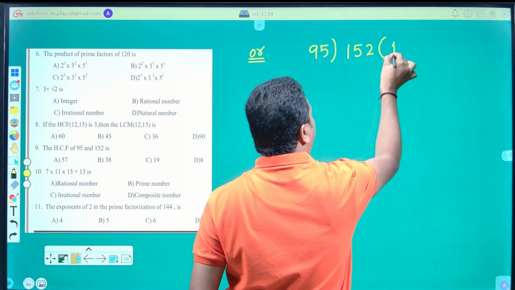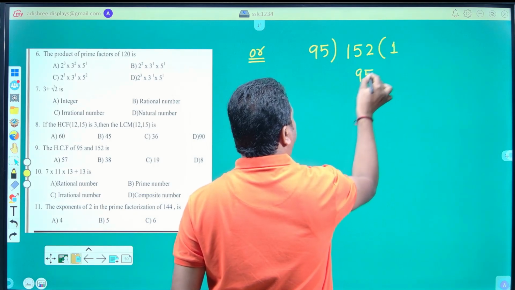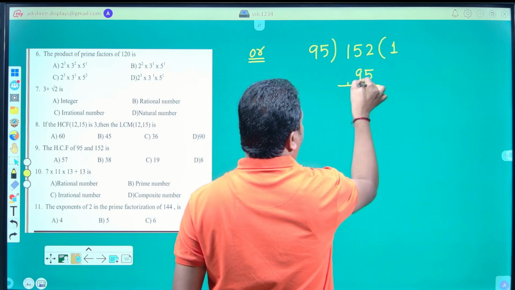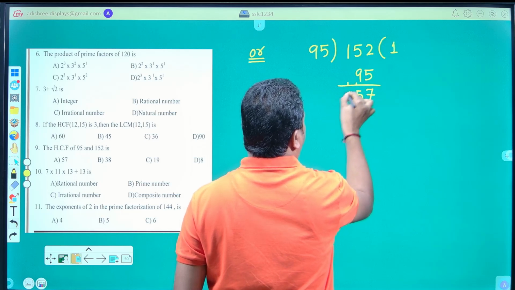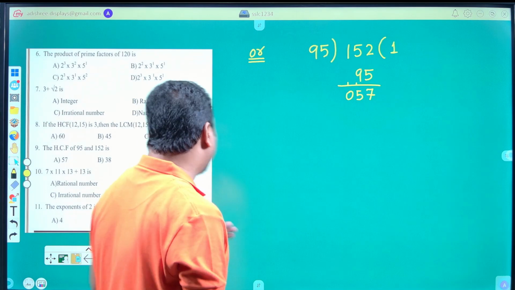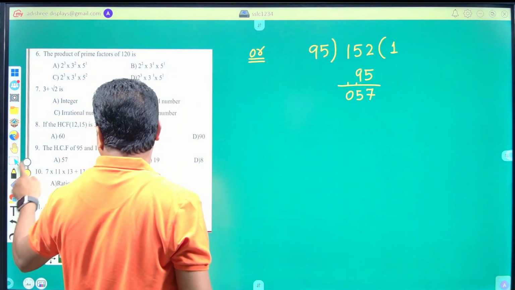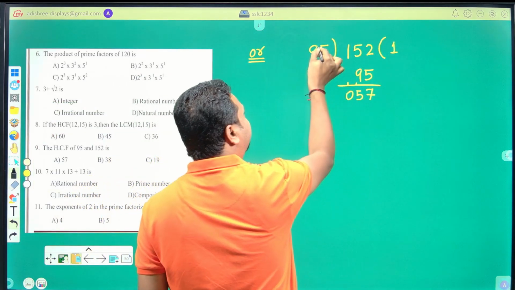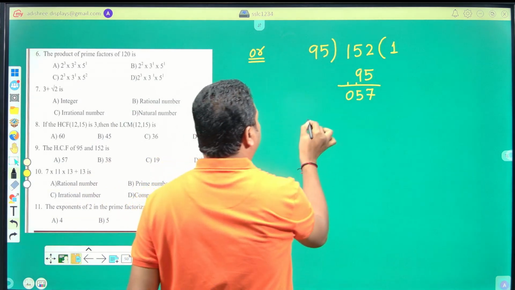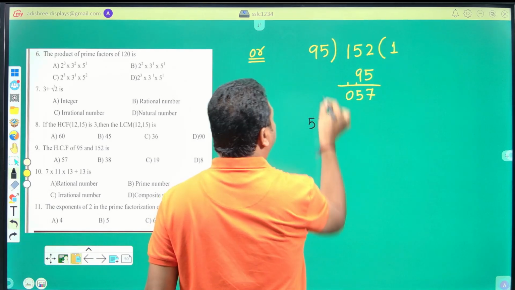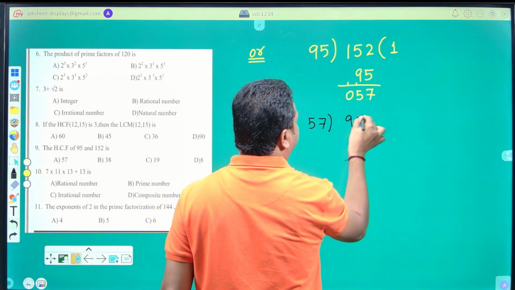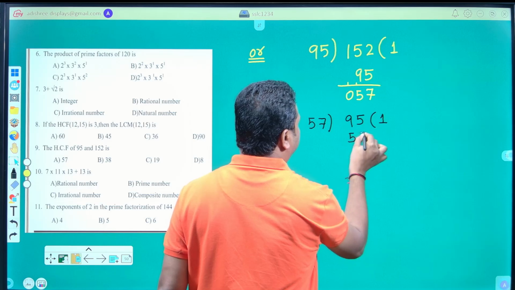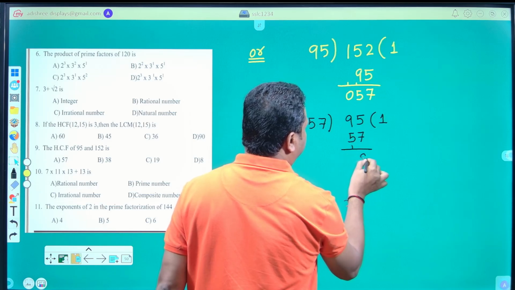95 into 2 is definitely more than 152, so I'll take 95 into 1. So 95 into 1 is 95. The difference is 57. So we will get remainder 57. Now at this step, what you have to do? You have to consider this remainder, and this remainder will divide the first divisor. This is a new concept. So 57 will divide the first divisor, which is 95. Let us divide it. 57 ones are 57, so 38 is the remainder.